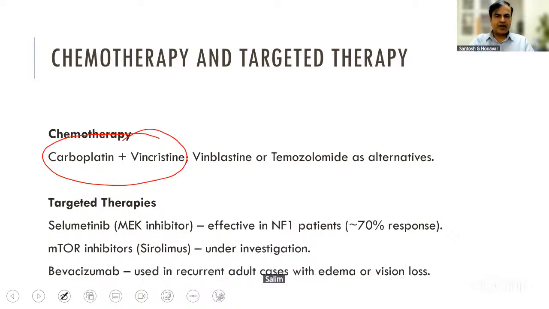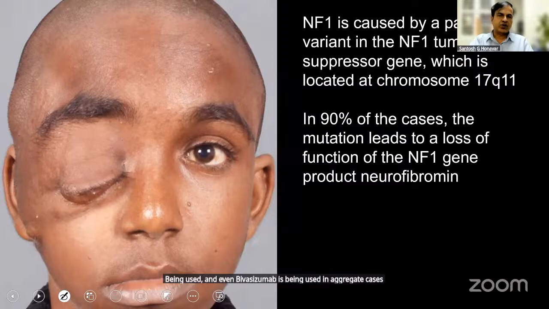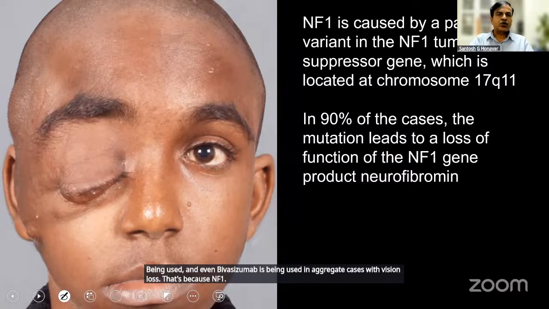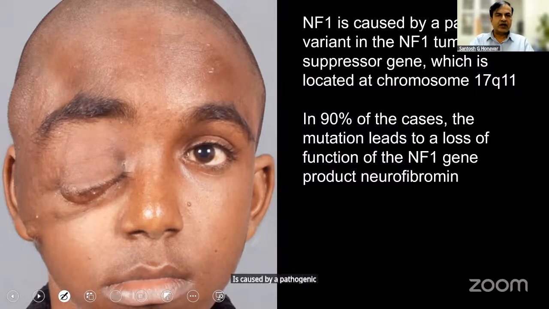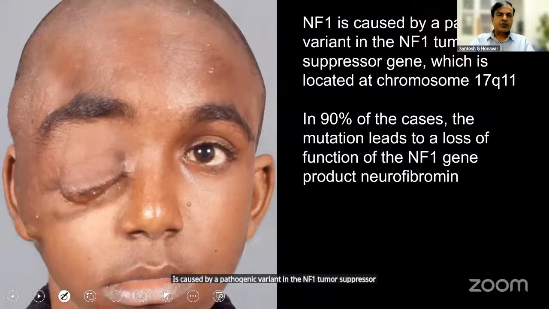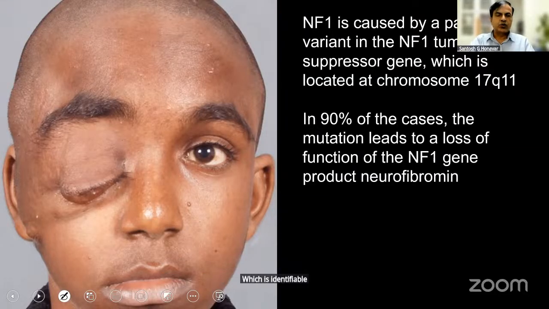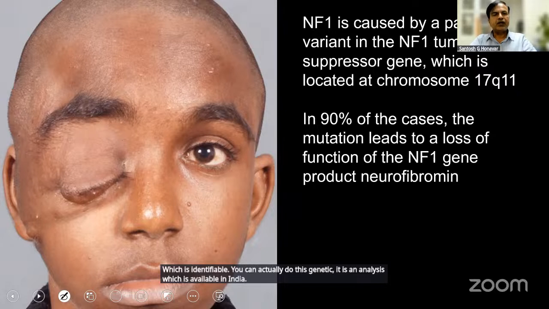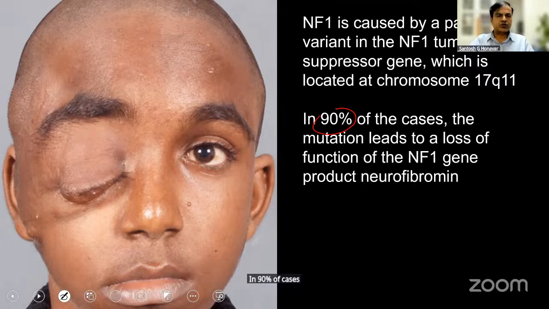Selumetinib, which is a MEK inhibitor, or mTOR inhibitors such as sirolimus are being used, and even bevacizumab is being used in adult cases with vision loss. That's because NF1 is caused by a pathogenic variant in the NF1 tumor suppressor gene, which is identifiable. You can actually do this genetic analysis, which is available in India. In 90% of cases, the mutation leads to loss of function of the NF1 gene product, that is neurofibromin.